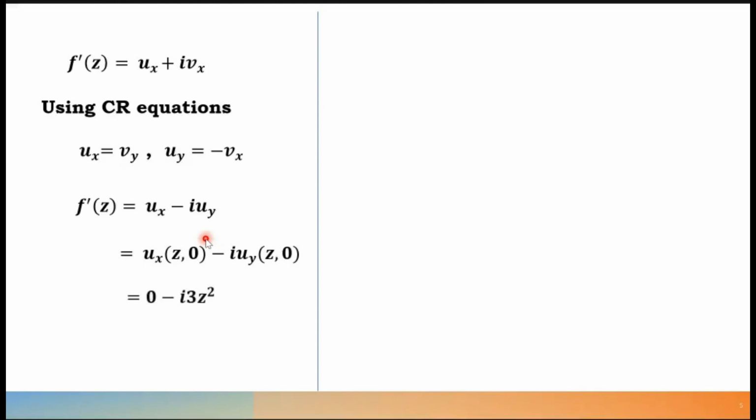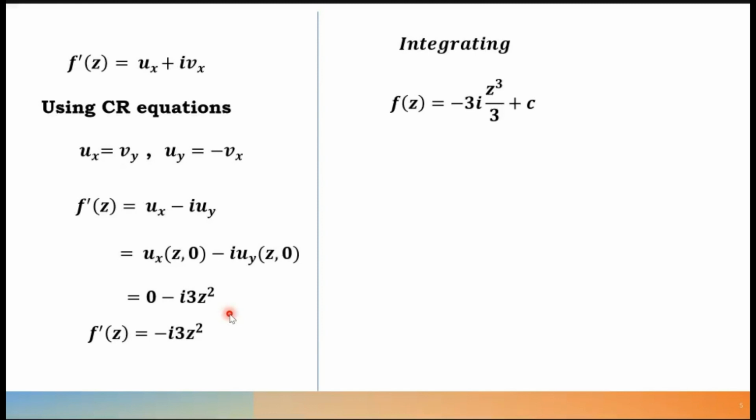Substituting for ux and uy, ux is 0, uy is 3z square. Integrating and calculating f of z. f dash of z is minus i 3z square. Minus 3i is a constant. So integration of z square will become z cube by 3 plus c. 3 and 3 will get cancelled. So we will get minus i z cube. So normally we assume c to be equal to 0 in calculating the function v.